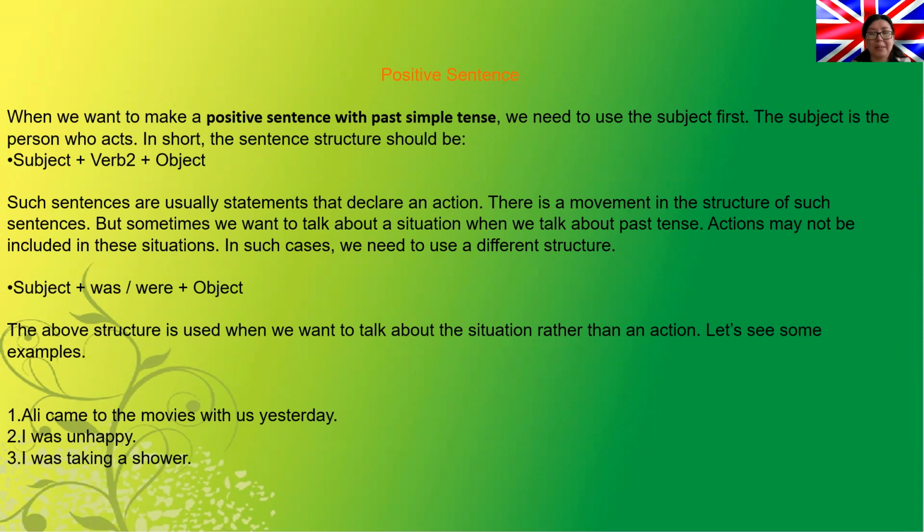There is an action in the structure of such a sentence, but sometimes we want to talk about a situation when we talk about the past tense. Actions may not be included in this situation. In such cases, we need to use a different structure. Subject plus was/were plus object. The above structure is used when we want to talk about a situation rather than an action.